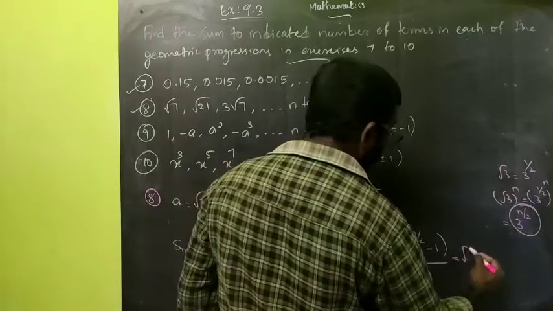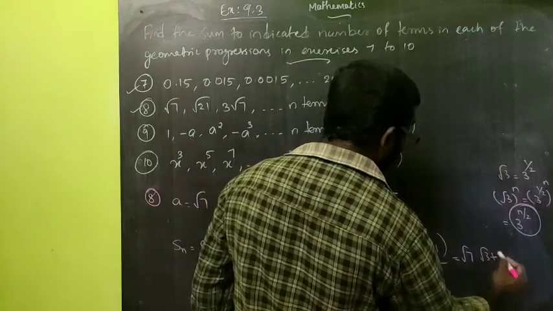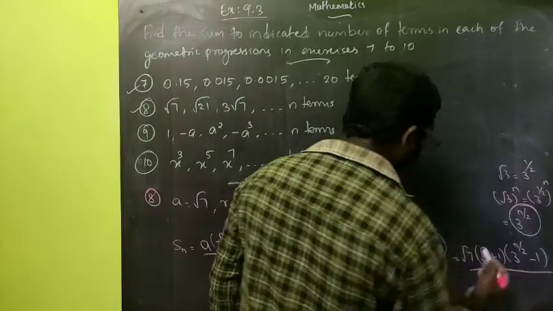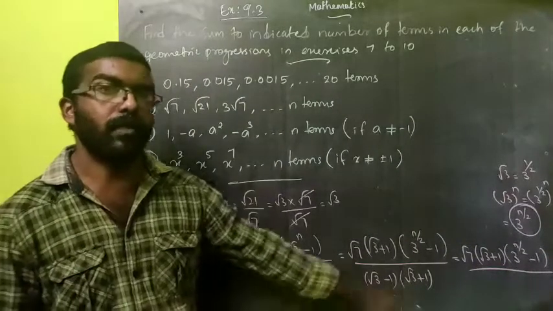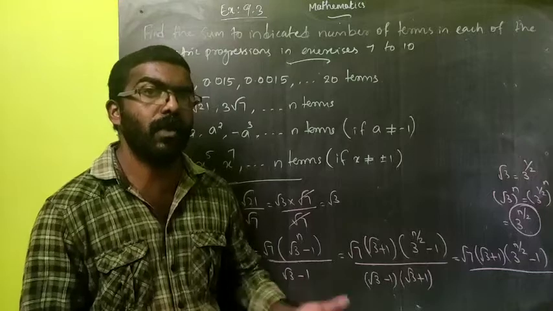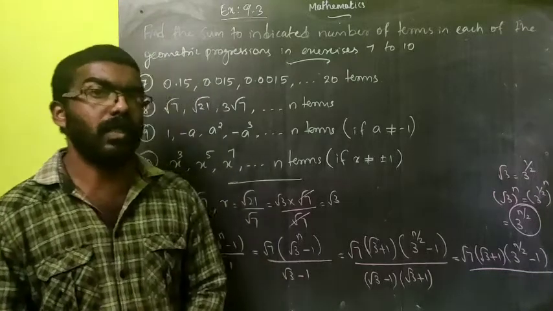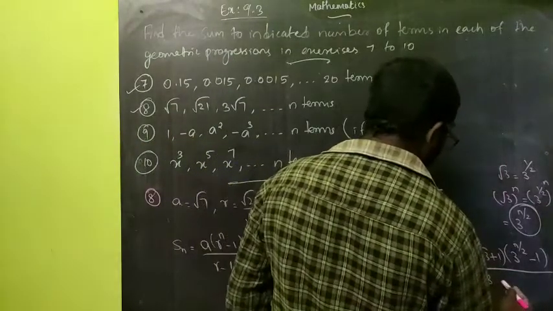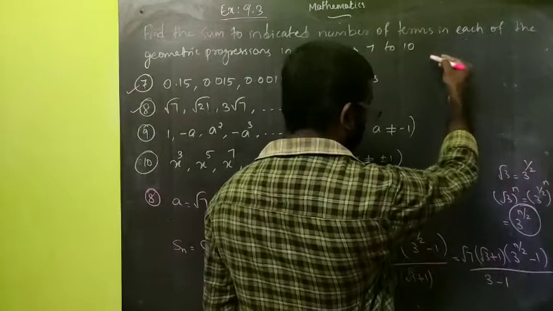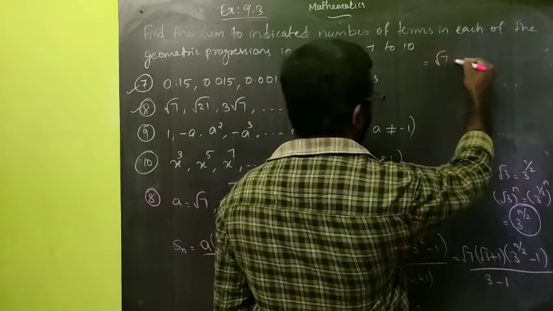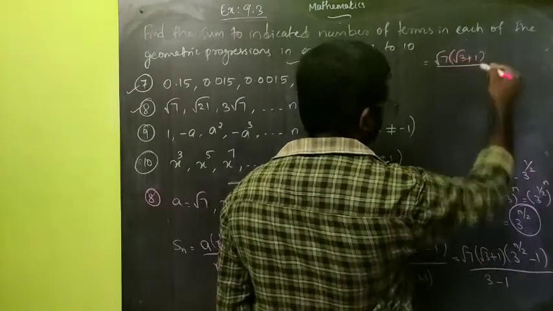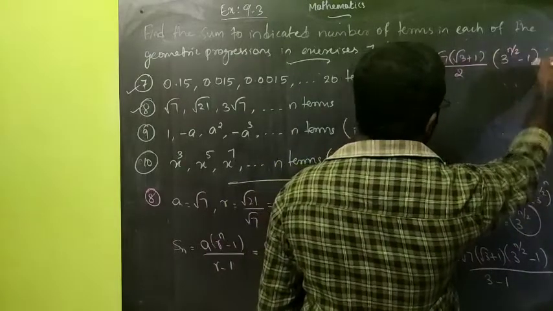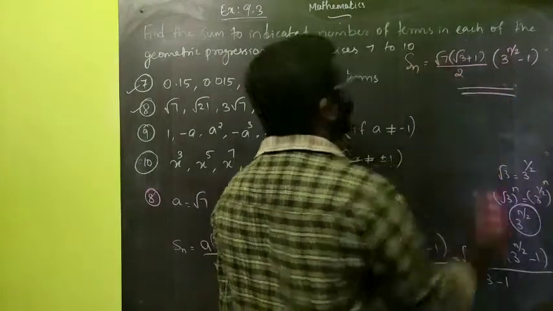That is root 7 into (root 3 plus 1) into (3 raised to n by 2 minus 1) divided by, here it is of the form (a plus b) into (a minus b). What's the identity? (a plus b) into (a minus b) is a square minus b square. So root 3 square minus 1 square. Root 3 square is 3, 1 square is 1. So we get the final answer as root 7 into (root 3 plus 1) divided by 3 minus 1, which is 2, then into (3 raised to n by 2 minus 1). This is our sum. Okay.